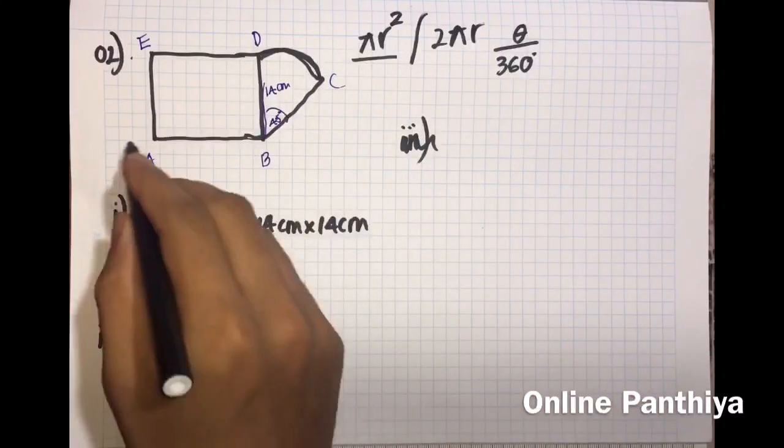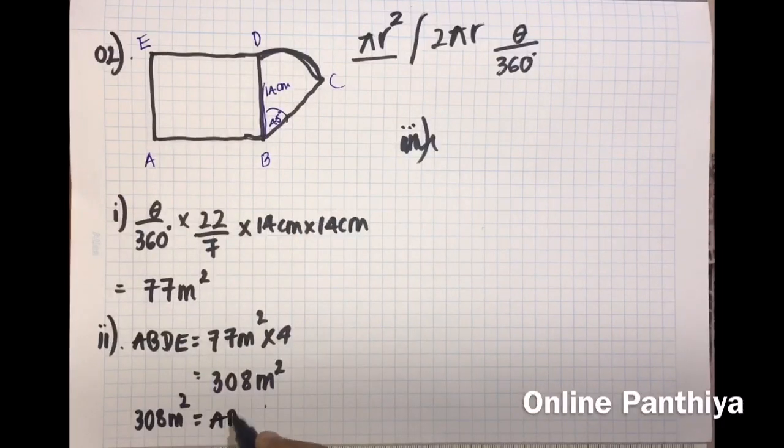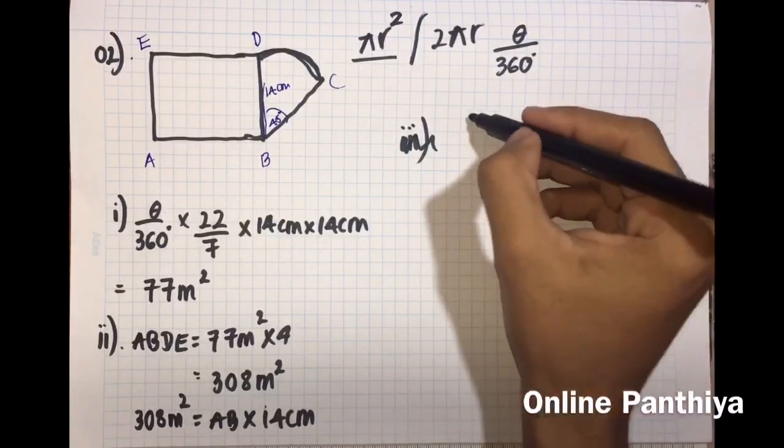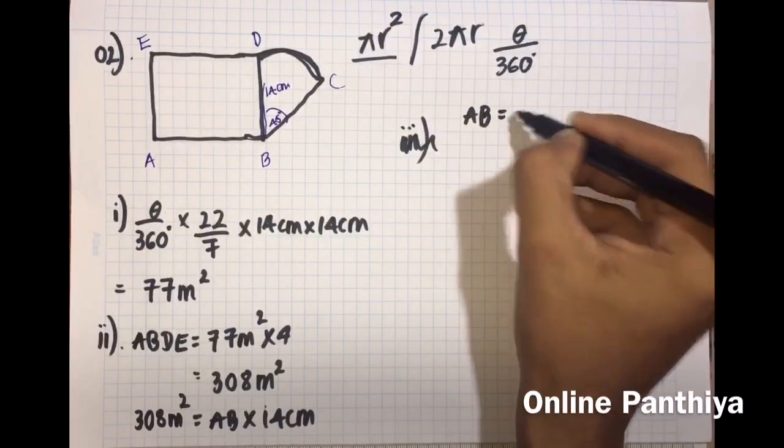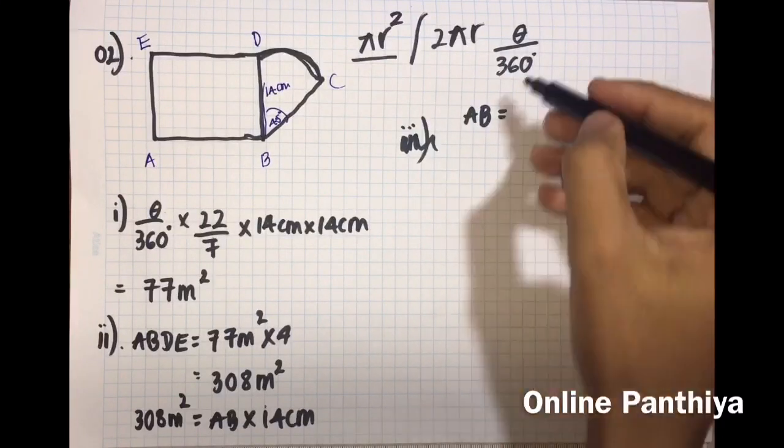The length you don't know, let us say AB. AB into what is the breadth? Already given as 14 centimeters. So if you simplify, the value you get for AB is equal to 22 meters.